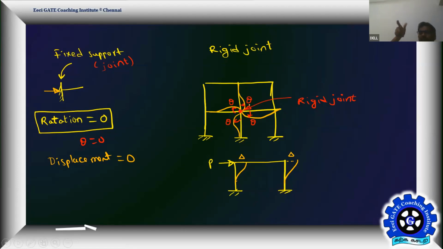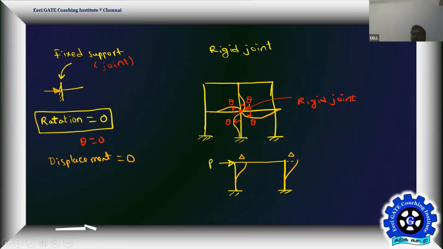That is the basic property of which joint? Rigid joint. But a fixed support does not undergo any kind of rotation. It's completely fixed. It does not move in X direction, it does not move in Y direction, it does not even rotate. That's what we call fixed. So a rigid joint undergoes even displacement also. Rigid body is rigid, but when you apply some force, it is displaced. That is the basic difference between rigid joint and fixed support.